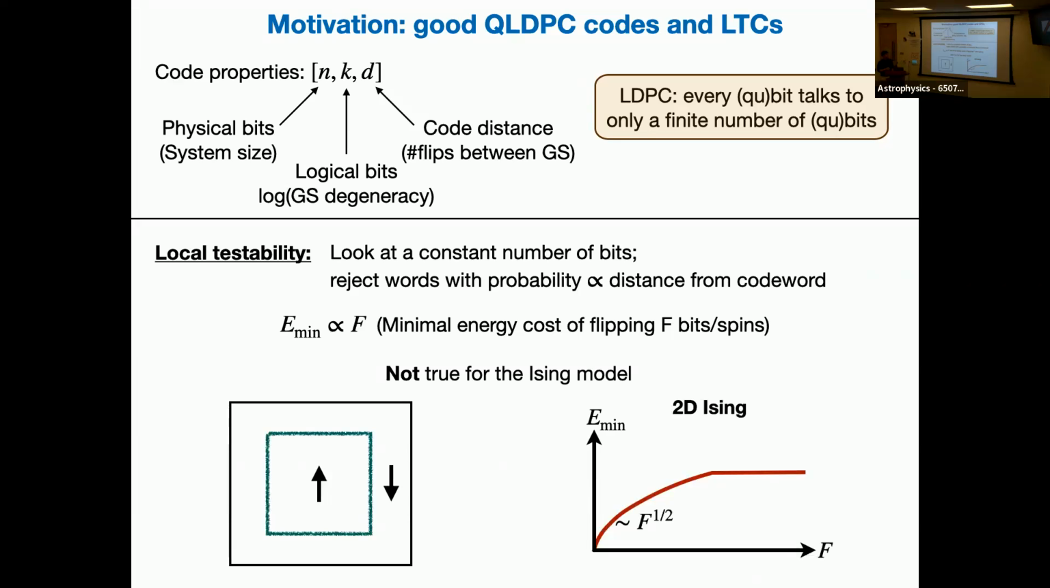To see that, you could consider the Ising model. If I was clever, I could take the ground state, all spins pointing up, and flip spins in some big connected block.